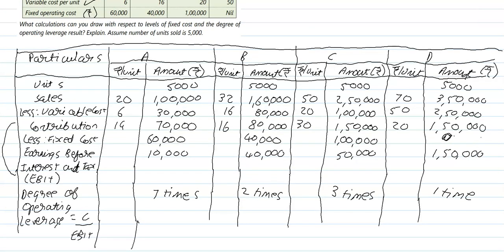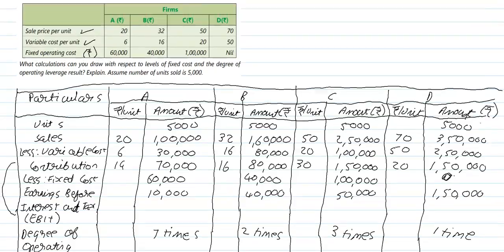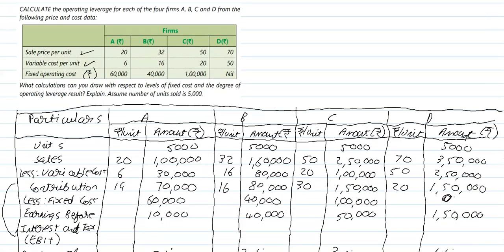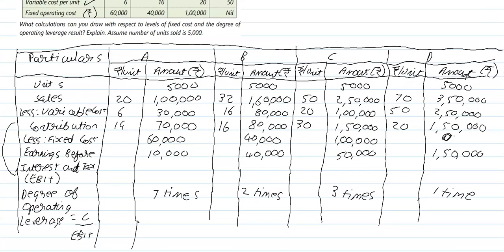Very straightforward. The best way to solve such kind of sums is by drawing the format first and then substituting the numbers. With this, we are done with the question.